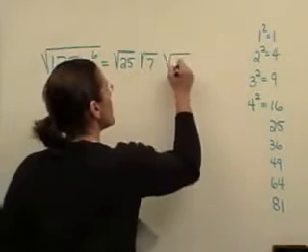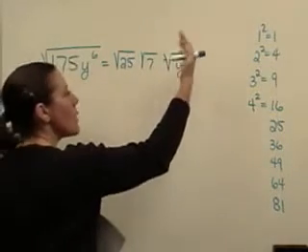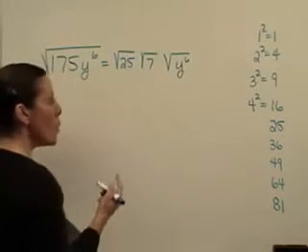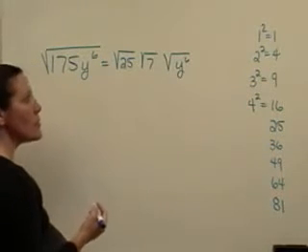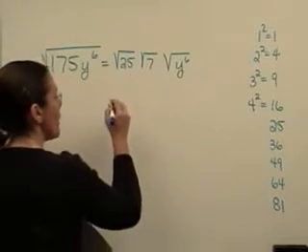The square root of y to the 6th is kind of nice because I remember that I can write that as y to the 6th raised to the 1/2 power, or write y to the 6 over 2 power, or finally y to the 3rd. And so I'm going to simplify that in that way.